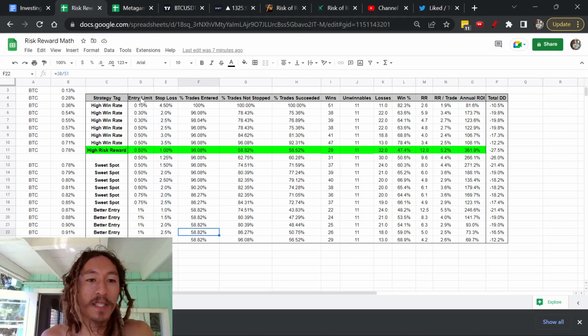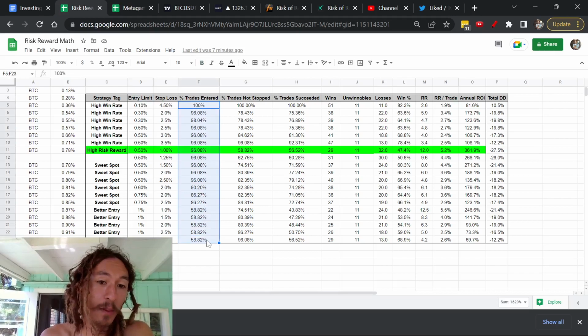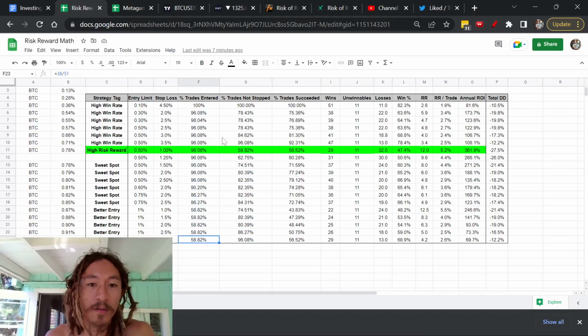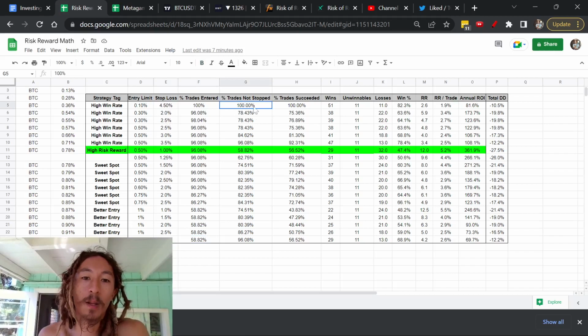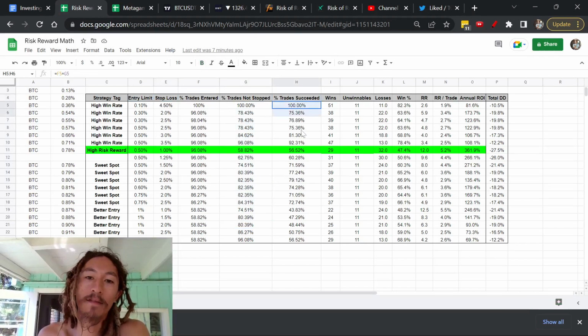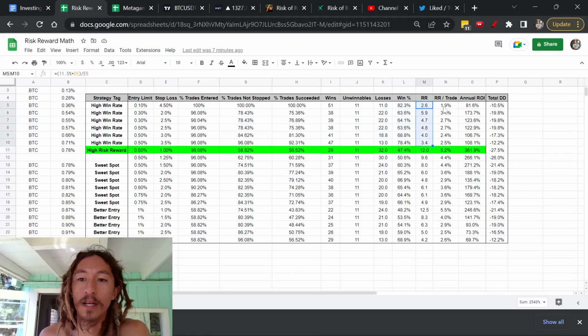Based on my limit order, some of them I'm going to enter, some of them I'm not going to enter because my limits won't fill. Based on where my stop is, some of them will get stopped, some of them won't. Based on the combination of where my entry limit and stop loss are, I will have a success rate on those trades. I have wins. My system produces false signals, which are unwinnable trades. I have my losses. And then I have my win percentage, my risk reward expected per trade, annual return on investment based on how many trades we're doing over a time period, and total drawdown.